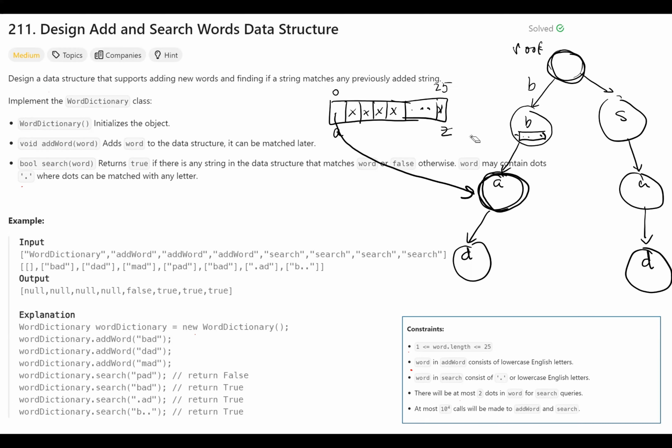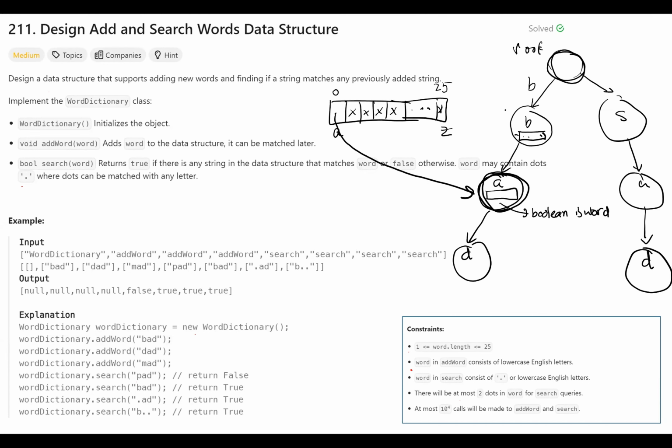And also, these nodes will have another thing inside them. So a list of children and a Boolean. So there's a Boolean isWord, just to mark the ending of a word.